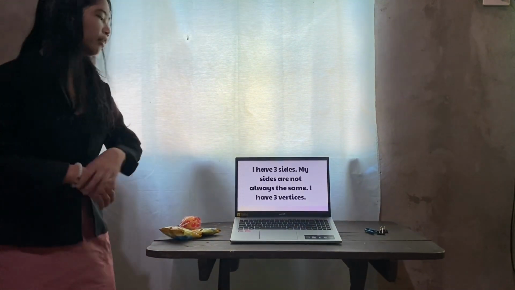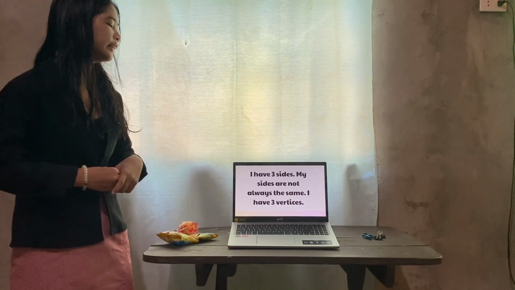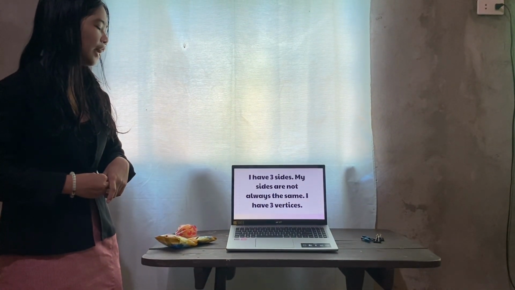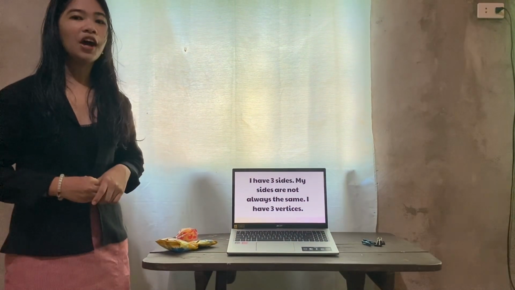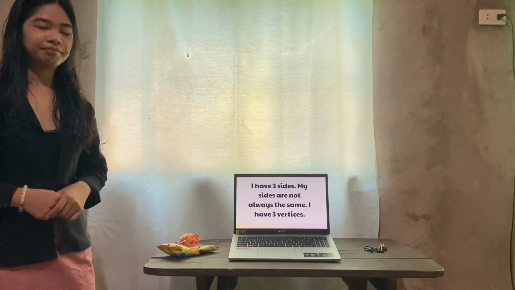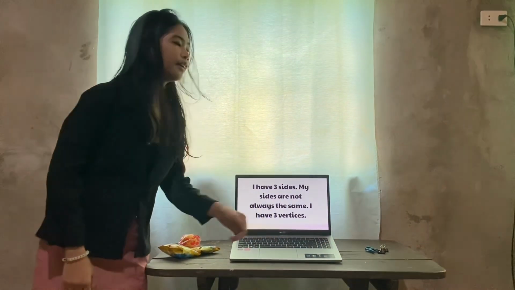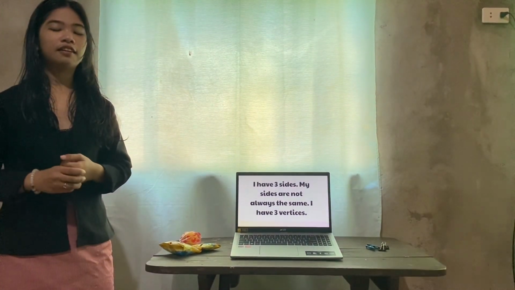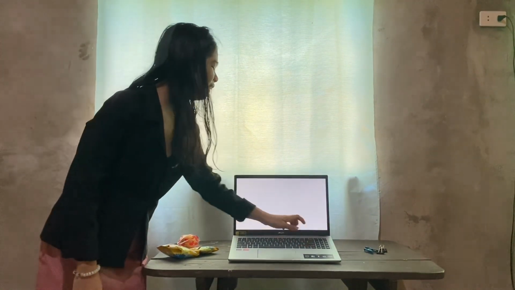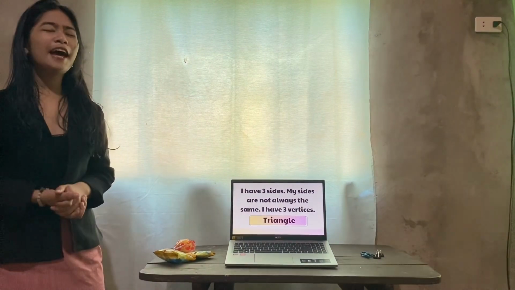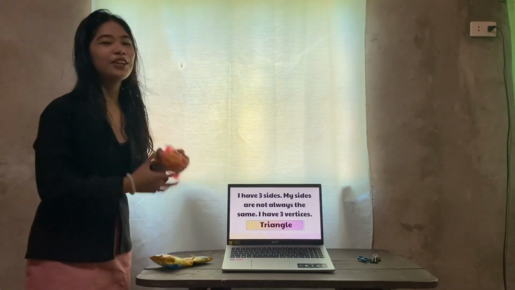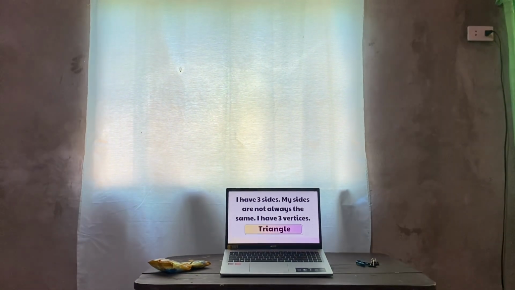And how about this? I have 3 sides. My sides are not always the same and I have 3 vertices. Who am I? Yes, Rocky? So I am a triangle. Very good, Rocky. Here's your reward.